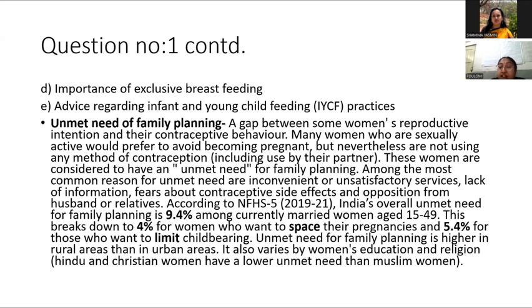According to NFHS 5, India's overall unmet need for family planning is 9.4% among currently married women aged 15 to 49, which breaks down to 4% for spacing and 5.4% for limiting childbearing. Unmet need for family planning is higher in rural areas than in urban areas. It also varies by women's education and religion. So this will take you 5 marks. So for 5 marks, you have to write all these things.